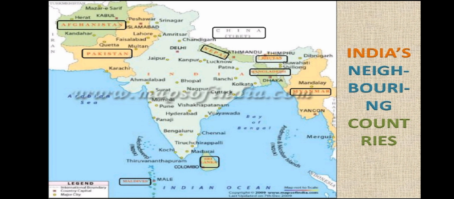I also told you that the opening of Suez Canal in the year 1869 reduced the distance between India and the European countries by 7,000 kilometers. It was reduced by 7,000 kilometers.